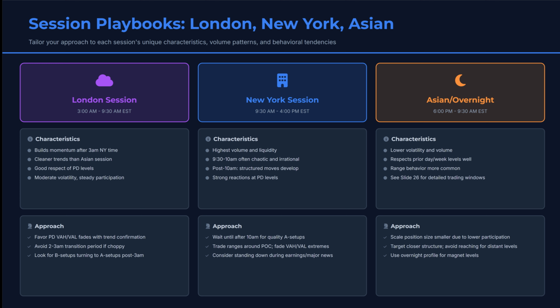Approach for the Asian overnight session. Adapt your strategy for these hours. Reduce your position size due to lower participation. Scale 30 to 50% smaller than New York hours to manage risk. Target closer structures instead of distant levels, making sure not to be greedy. Profits should be taken at the first logical points. Use the overnight profile for discovering magnet levels like overnight POC, VAH, and VAL.